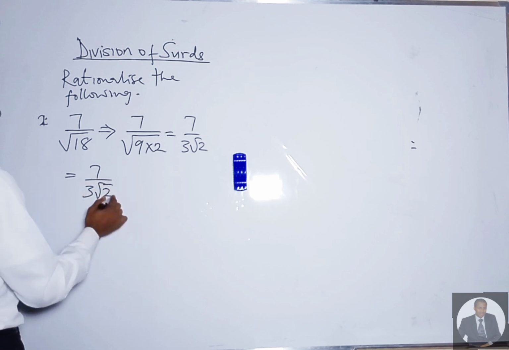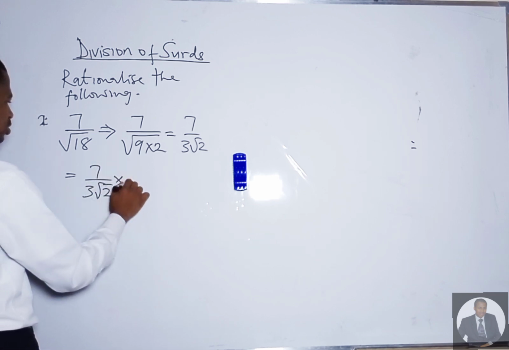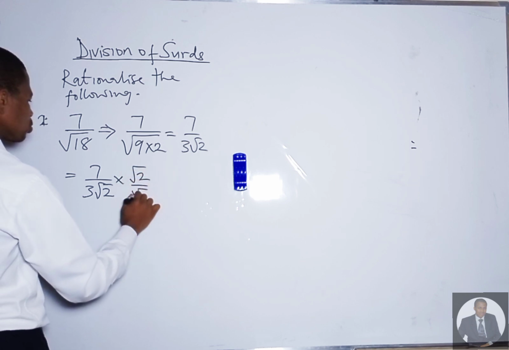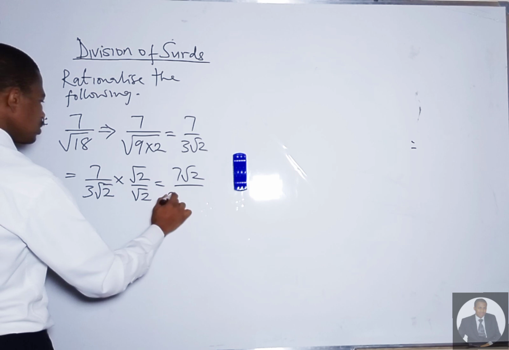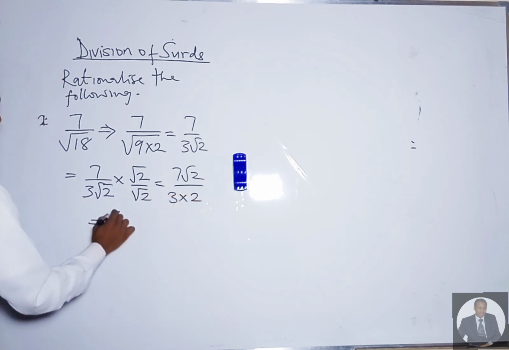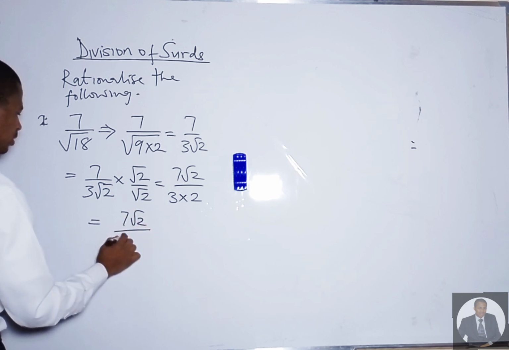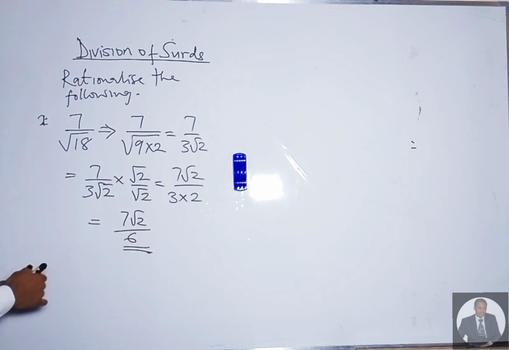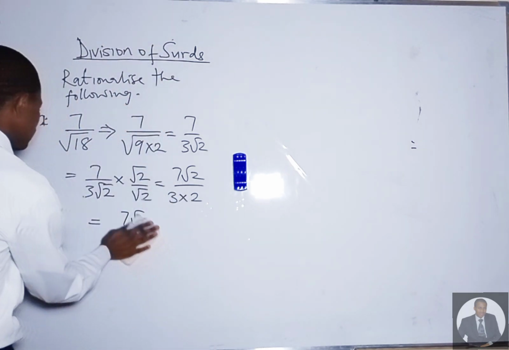Then we can rationalize this by multiplying both the numerator and the denominator by root 2. What does that give us? 7 root 2 all over 3 times root 2 times root 2, that's 2. That gives us 7 root 2 over 6 as our final answer. Root 2 times root 2 is 2, then we bring the 3. 3 times 2 is 6 as our final answer.